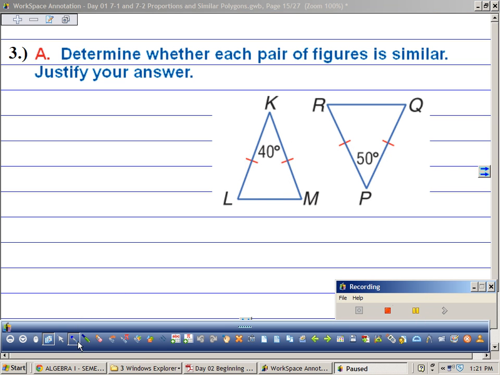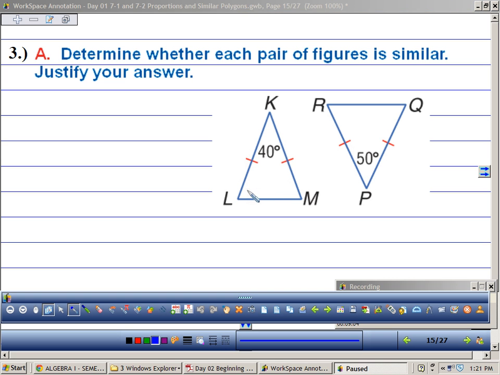Okay, let's talk about these. Who can tell me what the missing angles are right here? How do you know it's 70 and 70?